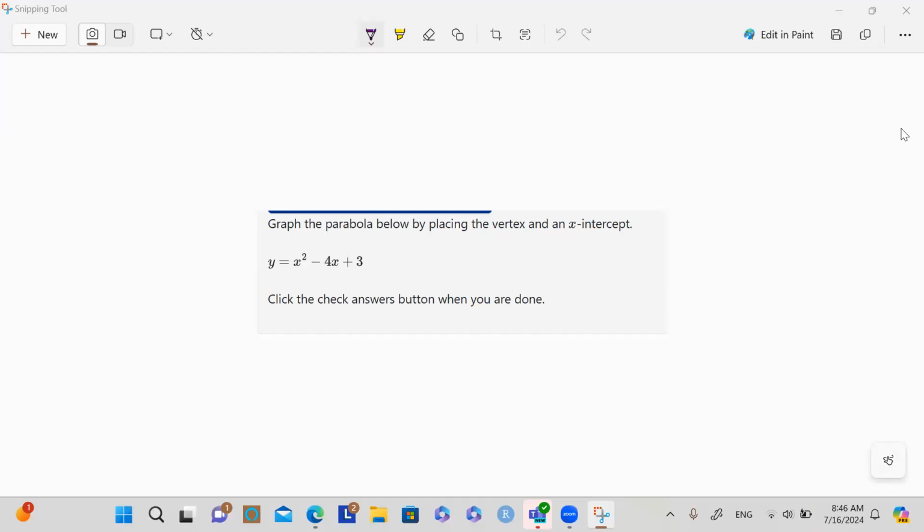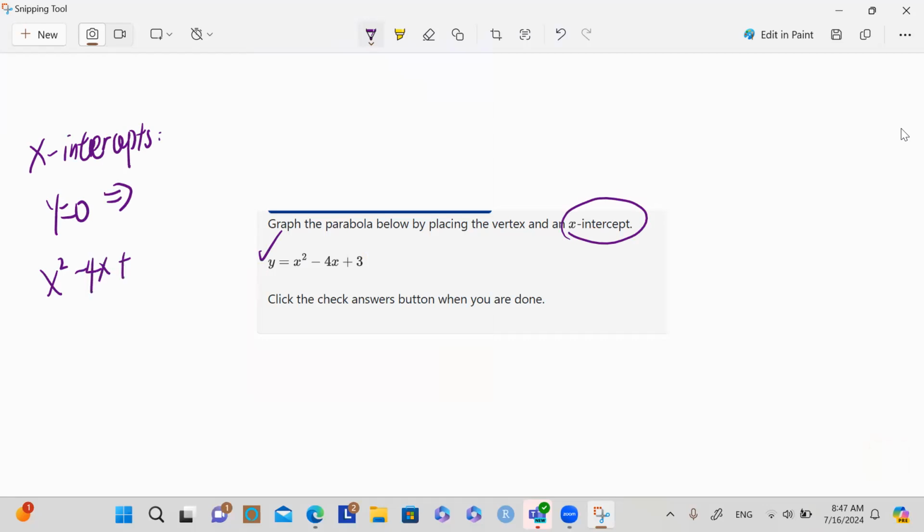So for the vertex, we need to complete the square, but let's find the x-intercepts first because that's easier to find before we complete the square, right? In this case, there are 2 x-intercepts. You need to set y equals 0 and then solve for x. So going back to the original equation, when y equals 0, that means x squared minus 4x plus 3 equals 0. Now actually, we can factor this trinomial.